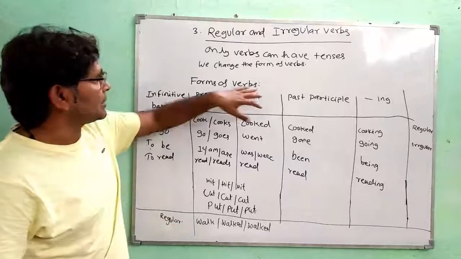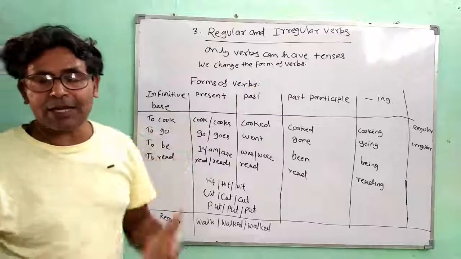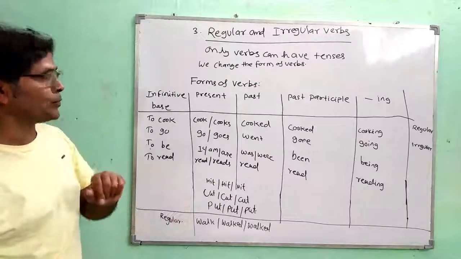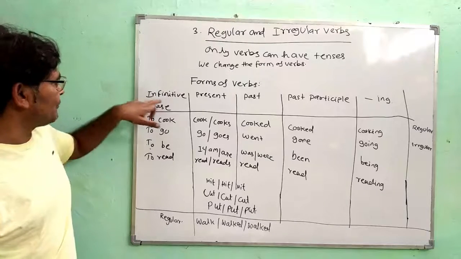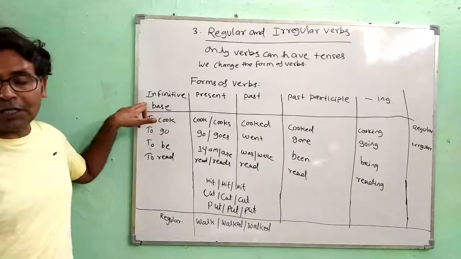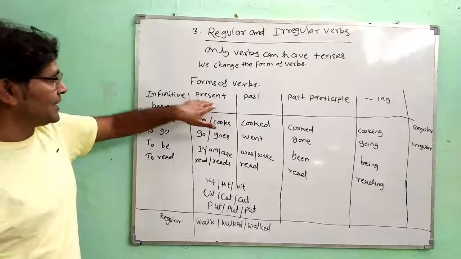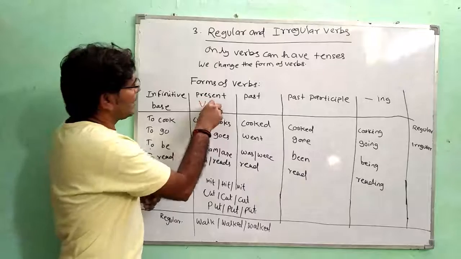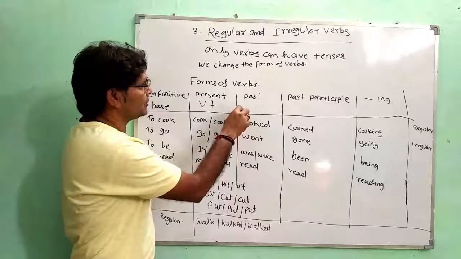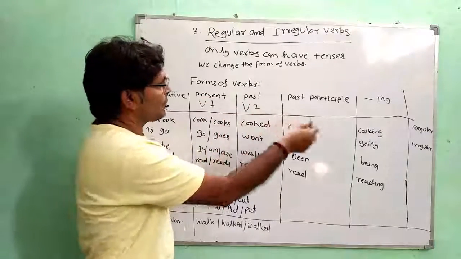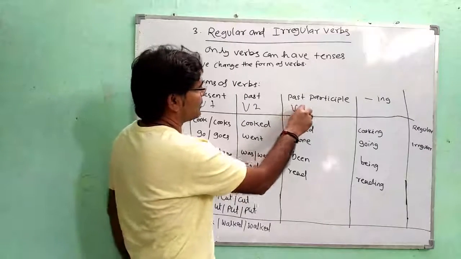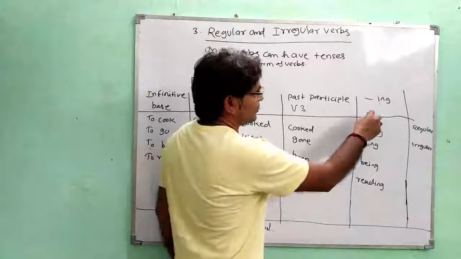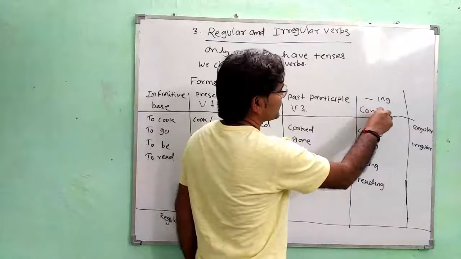So now we will learn the types of forms, like how many forms of the verbs we have. There are five forms of the verbs. First is the infinitive, or we can call it the base form. The second one is the present form, which we call the first form, V1, and the next is the past form, which we call V2. Then the past participle, we call it V3, and the last one is ing. This we only use for continuous tense.